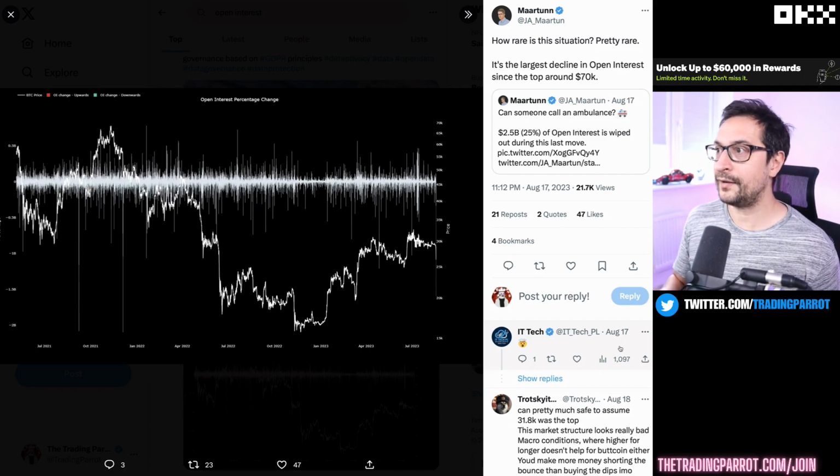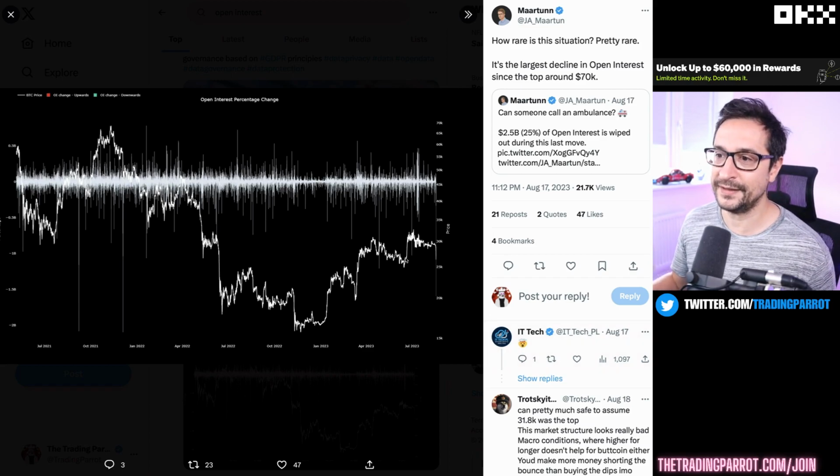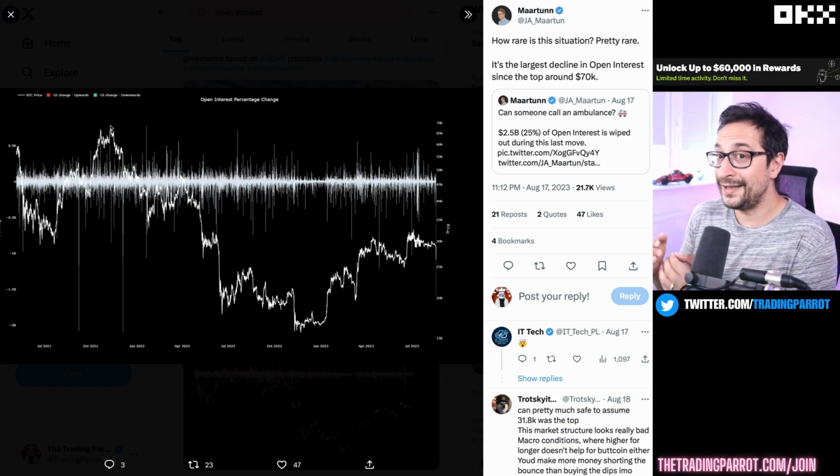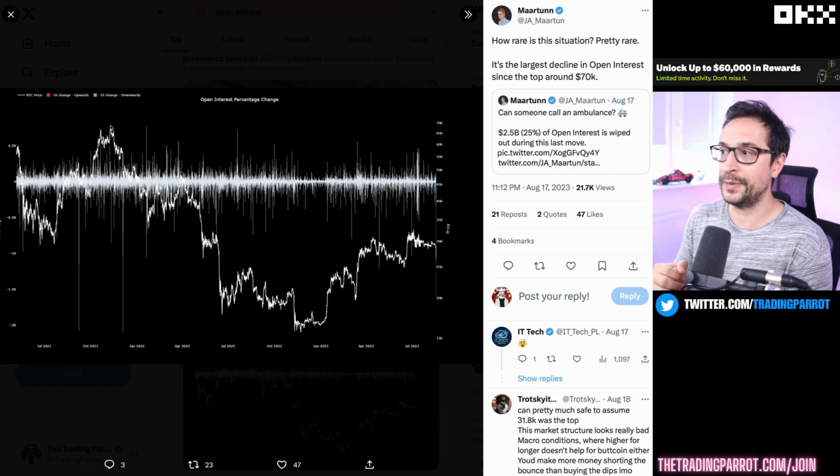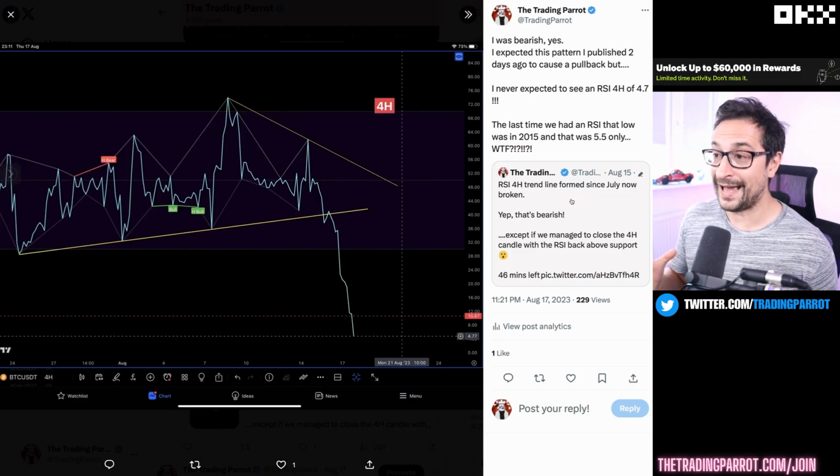He's also arguing that this situation is pretty rare. It's the largest decline in open interest since the top around 70K. This is not particularly the amount of decline in open interest, but the percentage that it dropped. And I completely agree with that.